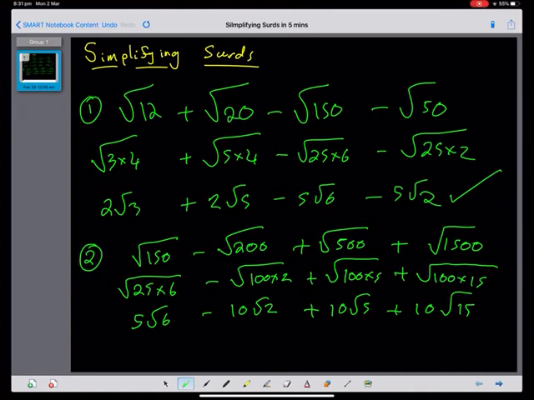Okay, so hopefully this helped in simplifying surds.